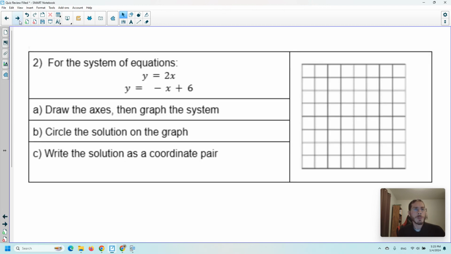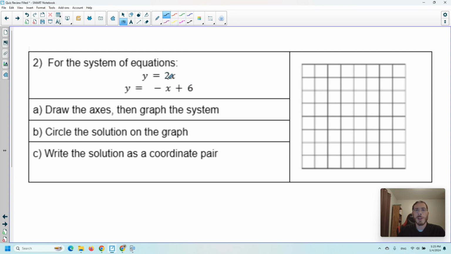All right, for number 2, it says, for this system of equations, draw the axes, then graph the system. So we're going to have to graph this by hand. Circle the solution on the graph, and then write the solution as a coordinate pair. All right, so I'm not quite sure where I want to put my axes on this one yet. But I see I've got this plus 6. That tells me that this one has to start at 6.